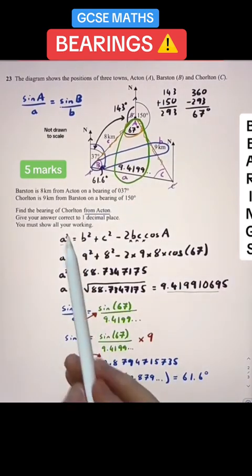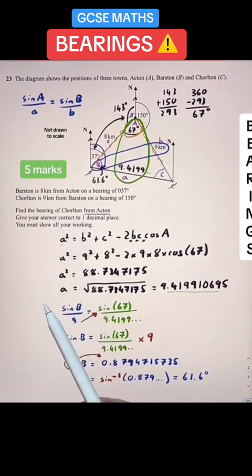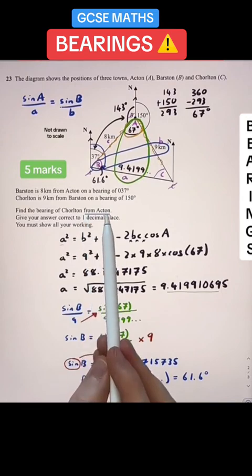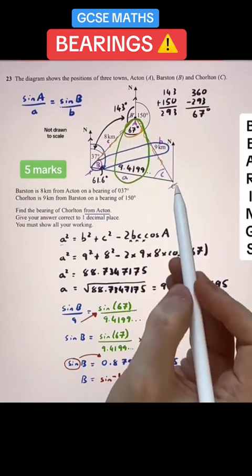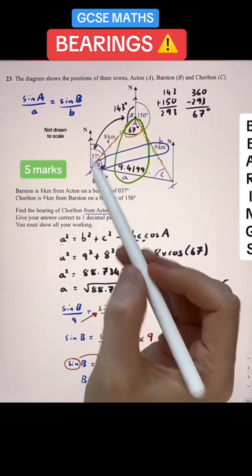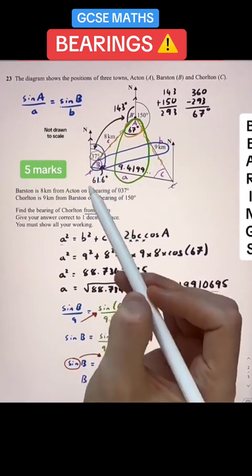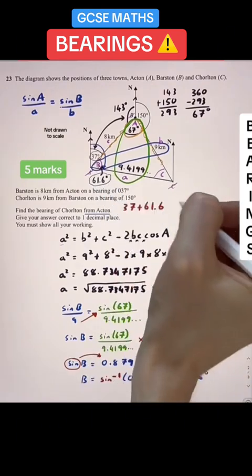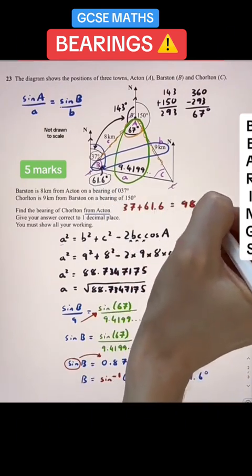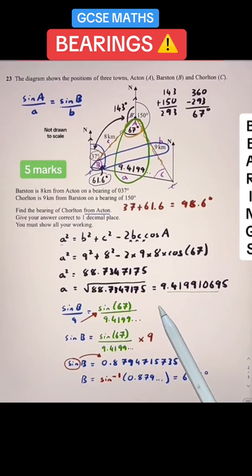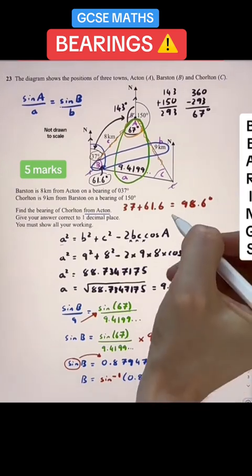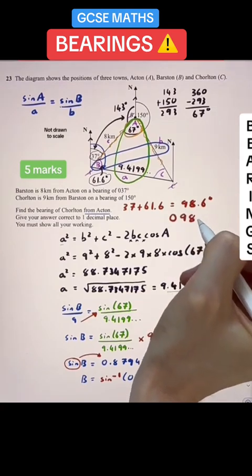Returning to the question, we were asked to find the bearing of Chorlton from Acton. With bearings, again, we always start from the word "from". So from A, we always go north, and we measure clockwise until we reach the line of C, which is Chorlton. Hence, the bearing is 37 degrees plus the 61.6, which equals 98.6 degrees. But bearings are always given with 3 figures before the decimal point. So if the bearing is less than 100, it will start with 0. If it's less than 10, it'll be like 007. So as it's less than 100, it's going to start with 0, so it's going to be 098.6 degrees.